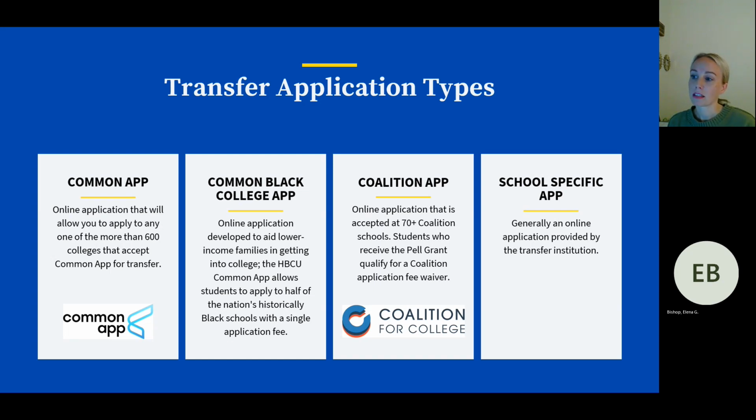There's the Common Black College App. This is an online application developed to aid lower income families in getting into college. The HBCU Common App allows students to apply to half of the nation's historically Black schools with just one application fee. The Coalition App is an online application. It's accepted at over 70 coalition schools. Students who receive the Pell Grant qualify for a coalition application fee waiver here. Then there are school-specific apps. Generally, this would be an online application provided specifically by the transfer institution of choice.